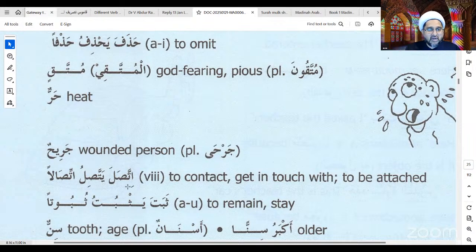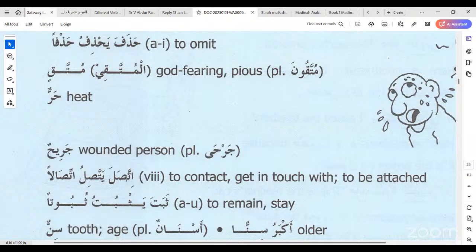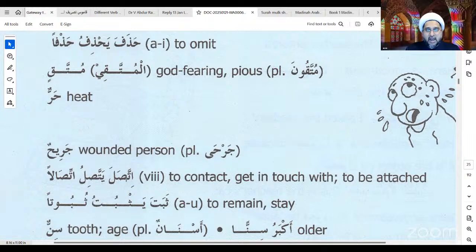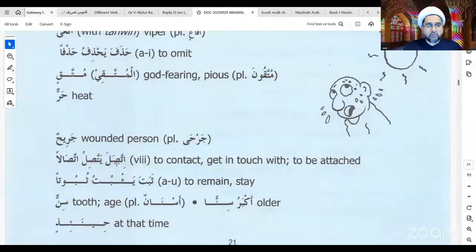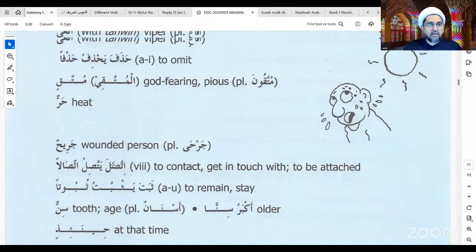So remember, whenever there's a shadda on a ta, it means that a waw or a ya has been dropped. You go to the dictionary and look under ya, waw, sad, and you find the verb, and go to form VIII, and you'll find it in that meaning, to connect, get in touch. So you always go back to the root word of every verb, and then you'll find the meaning in the dictionaries itself. Is this clear now? Yes. So this is the thing I wanted to explain: ittasala yattasilu.